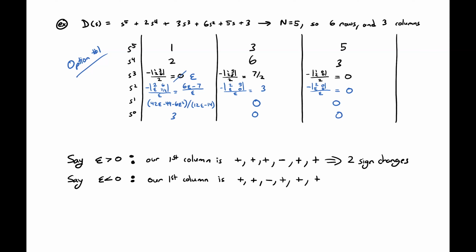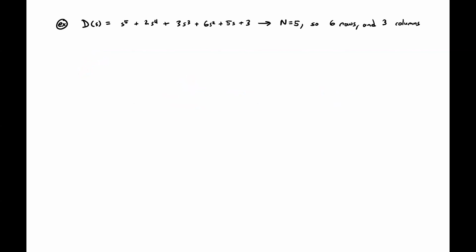What if we chose epsilon as negative here, right? Our first column would have the signs of plus, plus, epsilon is negative, so it would go negative there, then plus, plus, plus again, right? We'd still have 2 sign changes there for epsilon is negative 0.00001, right? So we end up with an unstable system either way, right, in this case. So generally, if we end up with a 0 in just the first column, we may end up with an unstable system. It's likely.